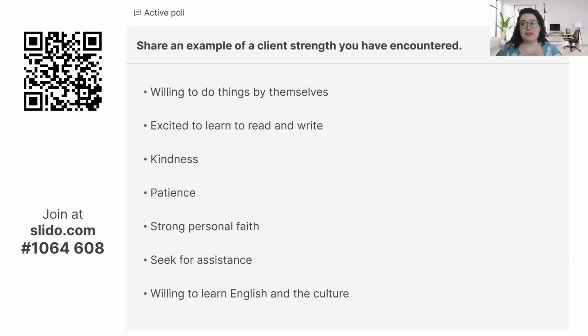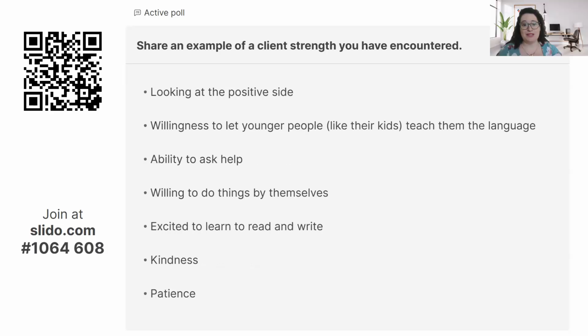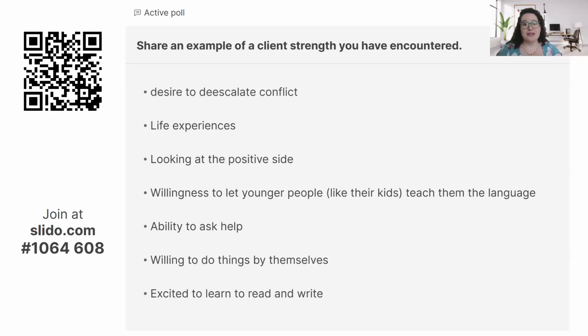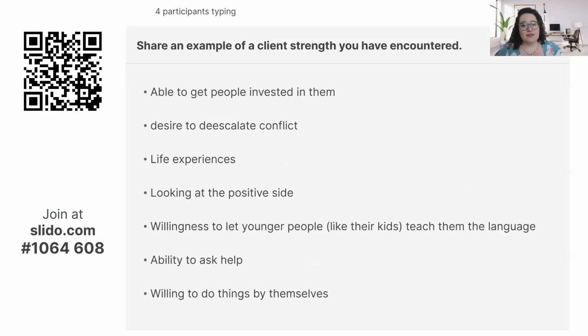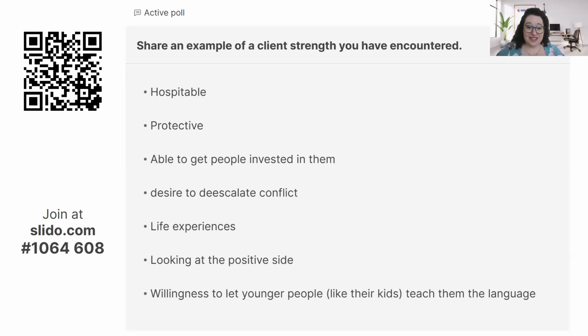And a lot of times, these are people who have not been shown a lot of kindness, and so to be able to say, in the face of all this, you're so kind. Looking at the positive side, letting younger people teach them the language, like their kids, that takes a lot of humility. Absolutely. Desire to de-escalate conflict, those amazing strengths.